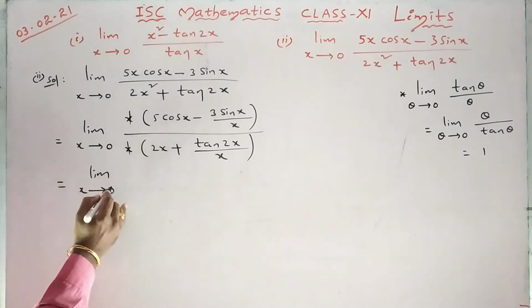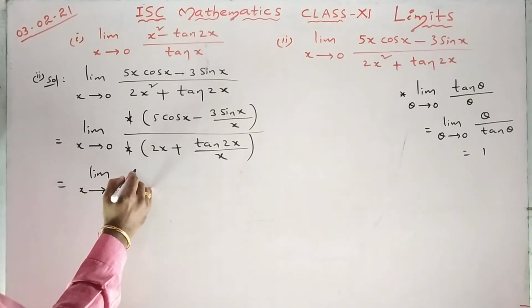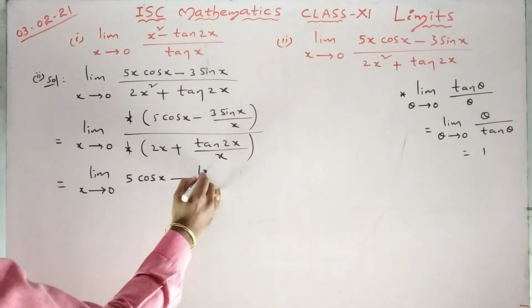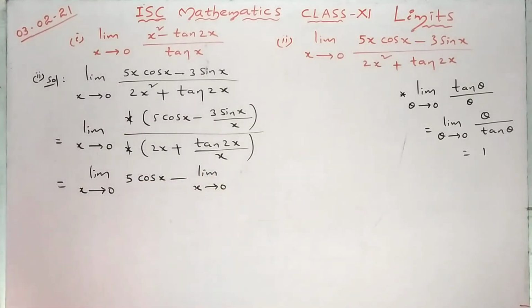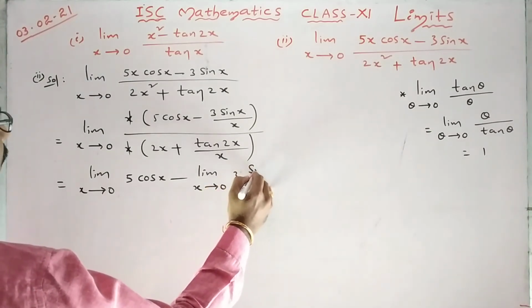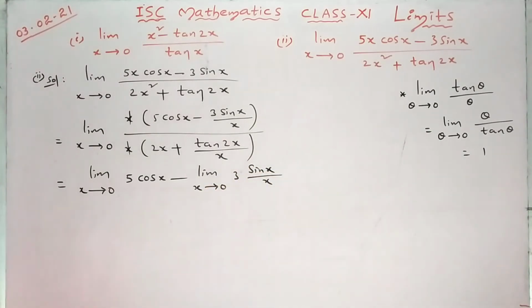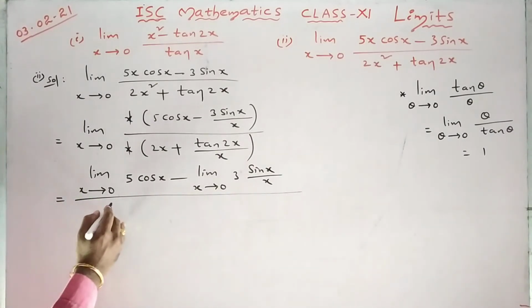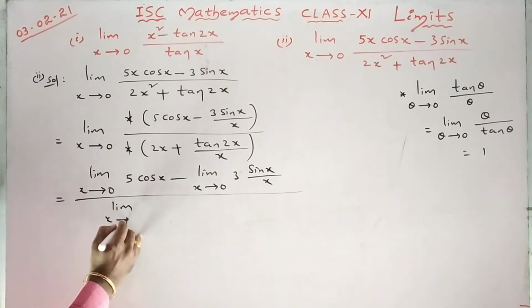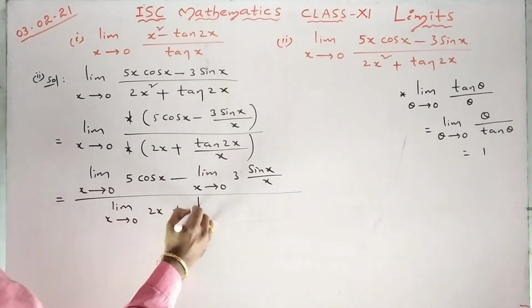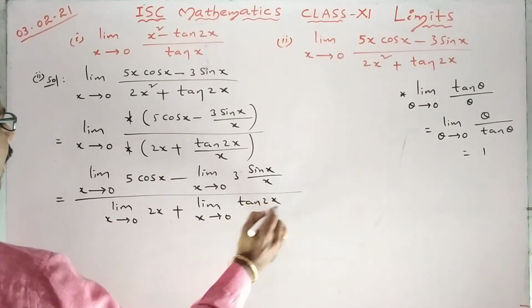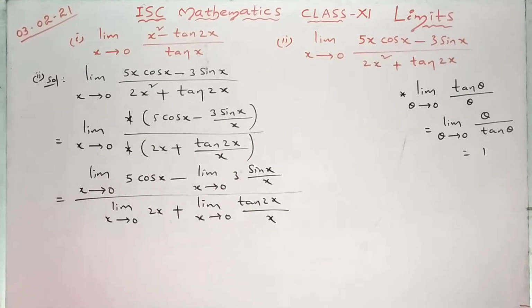Limit x tending to 0, 5 cos x minus limit x tending to 0, 3 times sin x by x. Apply the limit for everything, right? So this is equal to, just put in front of by, limit x tending to 0, 2x plus limit x tending to 0, tan 2x by x. Now can we change them into that form?